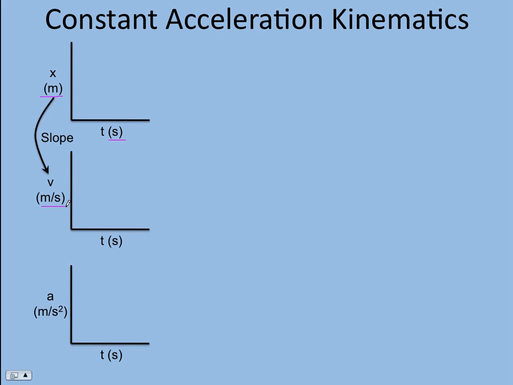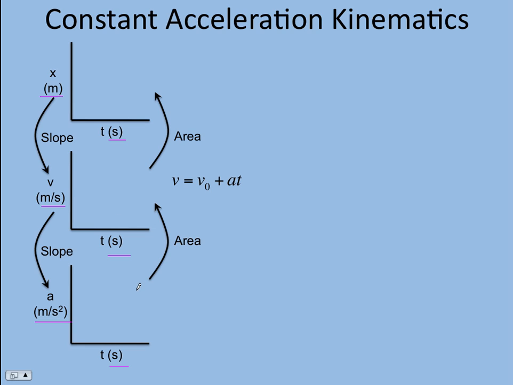Same thing going from velocity to acceleration, dividing meters per second by seconds gives me the units of acceleration, so I know it's slope. And then I know going back up it's got to be area, right? And you can check it by multiplication. Area is always multiplying things. Acceleration times time gives me the units of velocity. And the area under the velocity graph is going to give me my change in position.